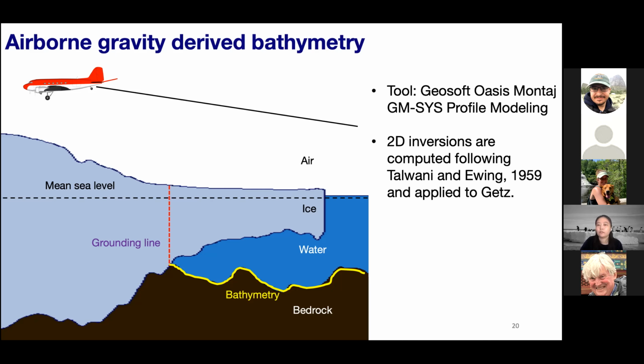We use GM-SYS profile modeling, which is developed by Geosoft. It is a 2D modeling method. Basically, what it does is to approximate the irregular geological model with a polygon, which has multiple sides, then calculate the gravity field of this polygon that best fits the observation data.